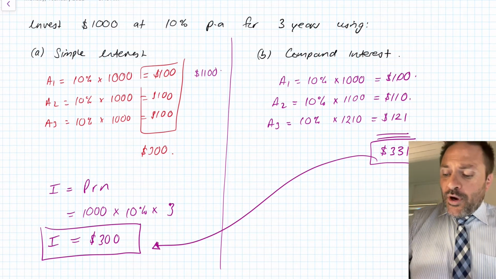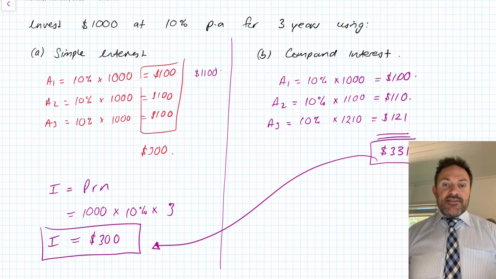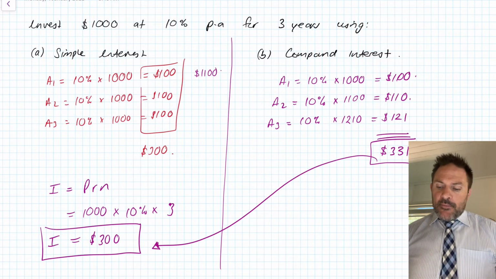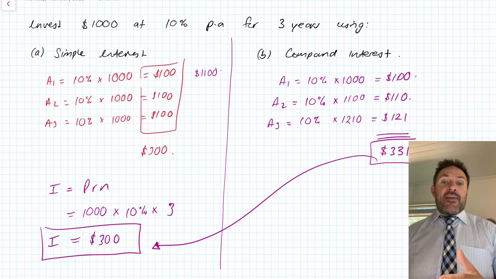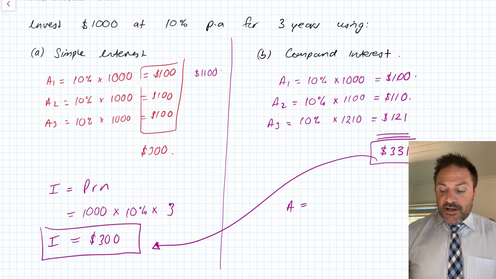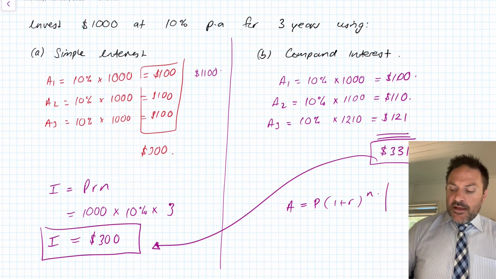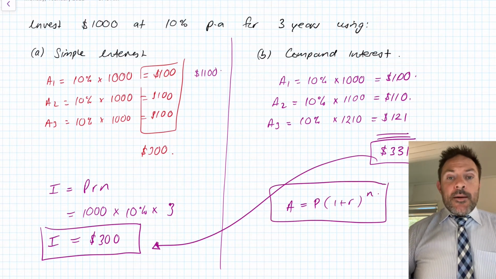So we're going to look at this question. Now, of course, with that, we could actually come up with a nice little nifty formula. I'm not particularly interested in how that formula is created at the moment. I'm going to tell you that the formula looks like this: Principal, 1 plus r, to the power of n. That's the big one that you have to remember.